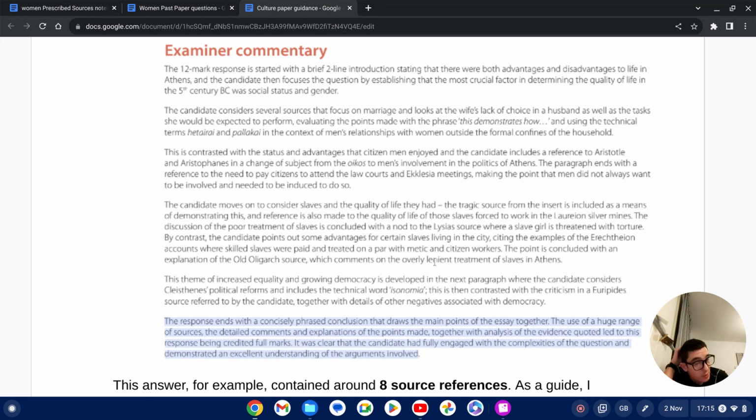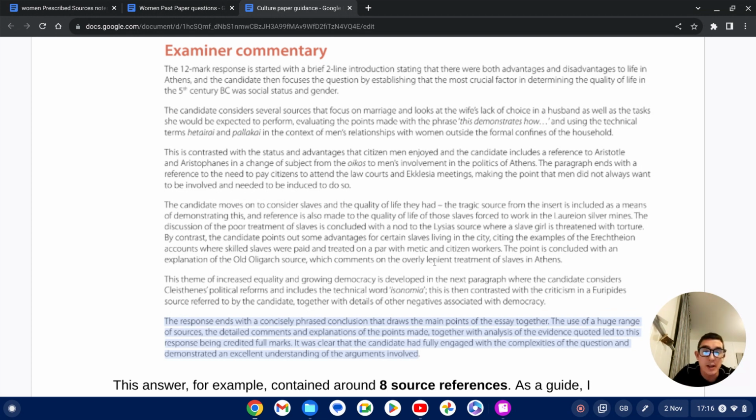So, first thing to point out about this is it's okay, but it might be good, to start with a very brief introduction in these 12-marker responses. The candidate considers several sources that focus on marriage and looks at the wife's lack of choice in a husband, as well as the task, so this is more specific to the question, she will be expected to perform, evaluating the points made with the phrase, "This demonstrates how." Clearly that's a key phrase to use, "This demonstrates how." It's showing your understanding, your explanations, it's showing your knowledge of limitations of a source, how it relates to a question, etc.